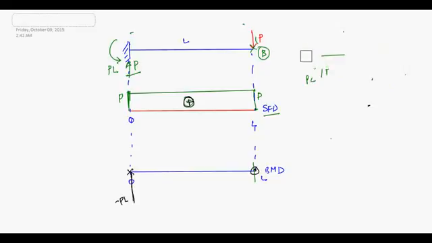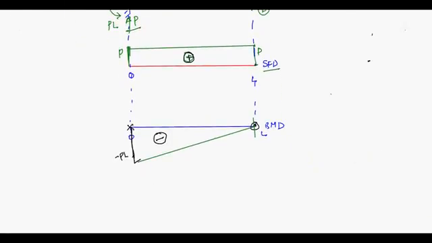So now I can surely say that my bending moment curve will look something like this, isn't it? Is this clear? So this is your bending moment diagram. Be careful that it is negative. So this is your first problem, very simple problem.